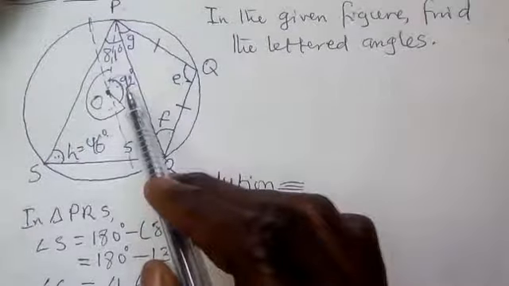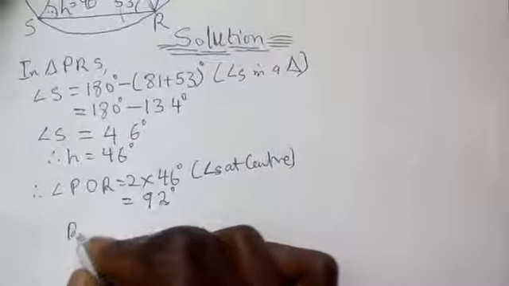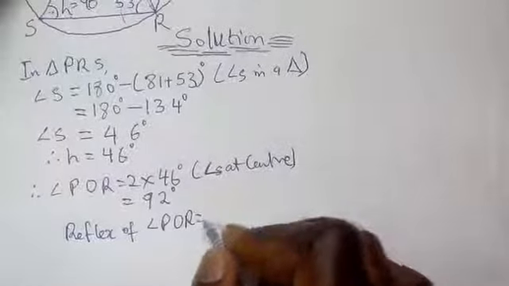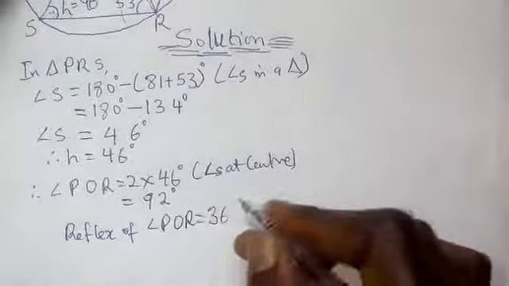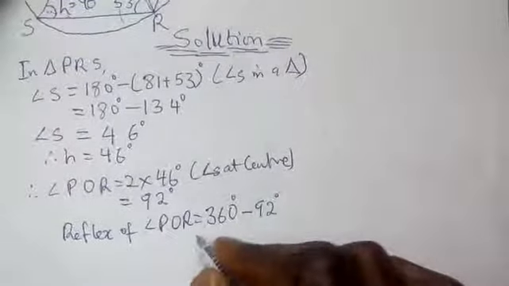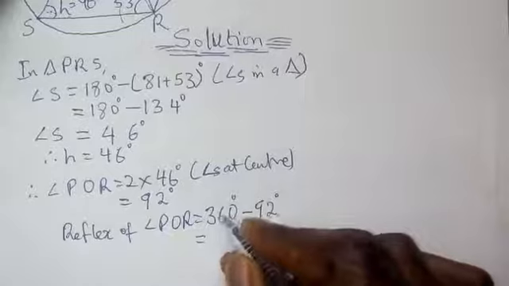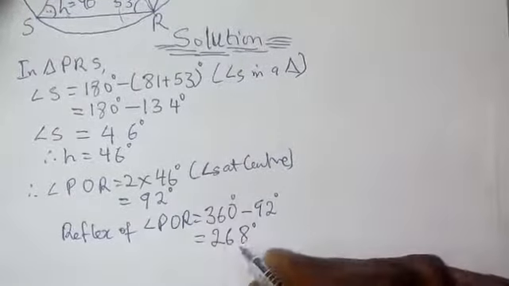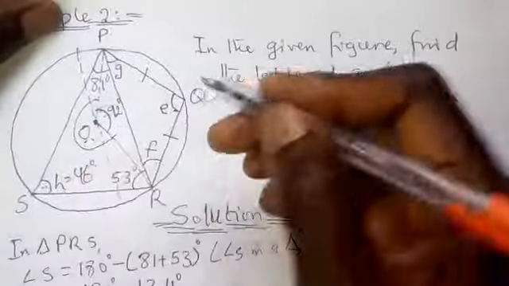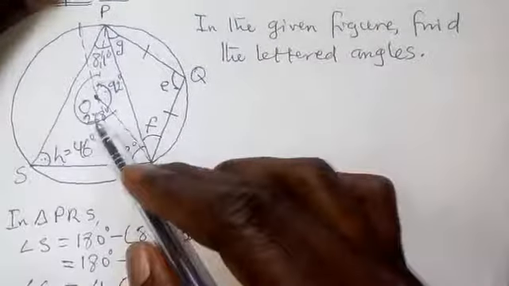Now what do we do with this angle? As I said before, we are going to get the reflex of angle POR. So here we'll now take our reflex of angle POR. To get the reflex of angle POR, we subtract this angle from 360. We subtract 92 from 360, which is angle at the point. And if you do this subtraction, you are going to have 8 at this point. Then here will be 5, which will give us 6. Then we have 268 degree. Now that means if we come over to this place here, we are going to have 268 degree at the reflex angle.